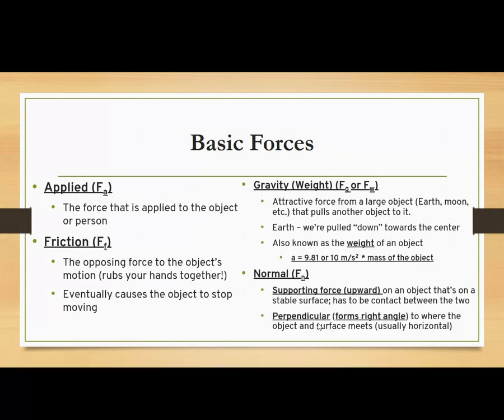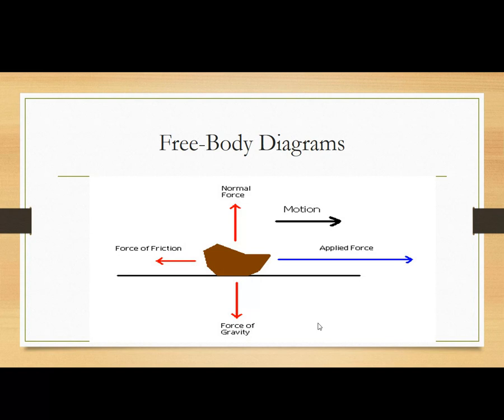So, a recap on the four basic forces that you've seen already. We have applied, friction, gravity, and normal force. Reviewing free body diagrams, this is how we illustrate, or a picture of, the forces that are acting on the object. You have your applied force, which is normally to the right. Friction is the opposite of applied. We have gravity that is down, and then normal force, which is upward and is usually the opposite of gravity, especially because the object is on a flat surface.